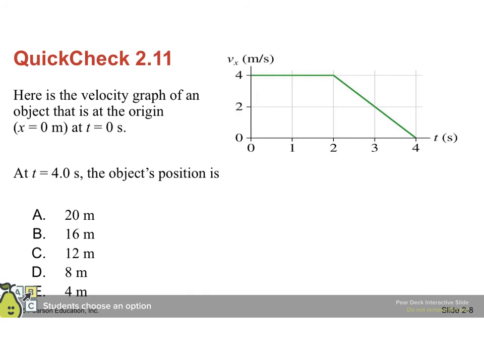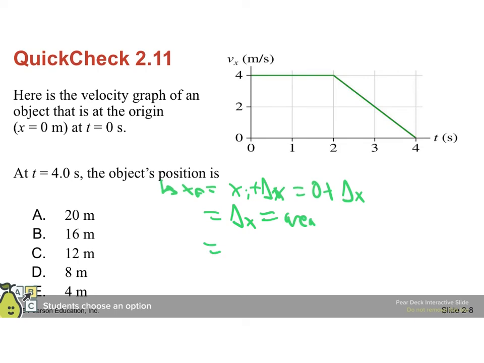Here's the velocity graph of an object that starts at the origin, so x equals 0, at t equals 0 seconds. At t equals 4, the object's position is what? So we can see that it's a positive area, so we're going to get plus numbers out, which is not that surprising. It is an area, right? The position, this is x_f, which is going to be x initial plus delta x. But x initial was 0, so 0 plus delta x. So it's just delta x, which is just the area.